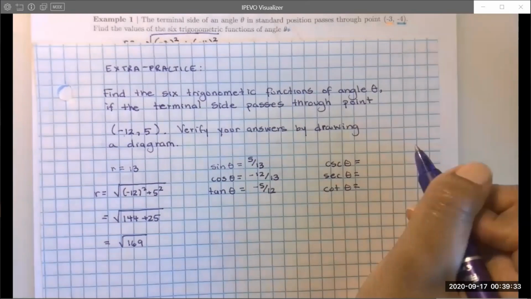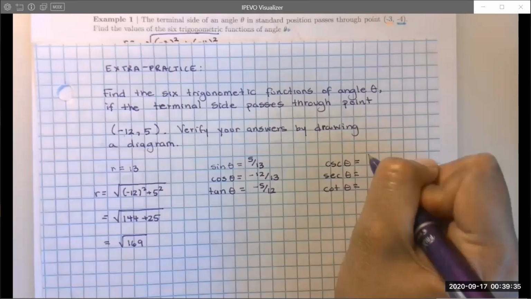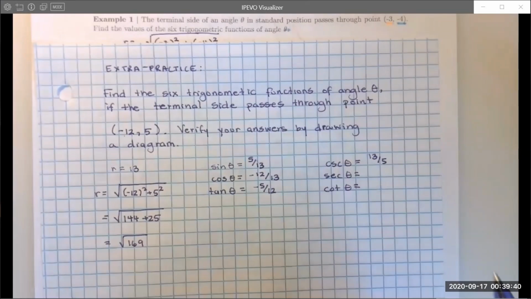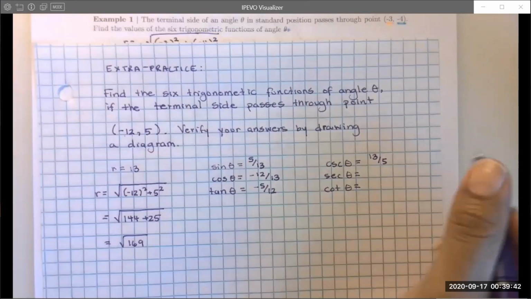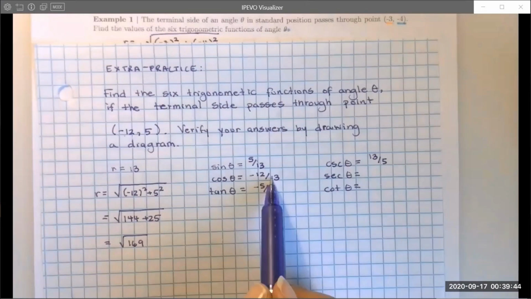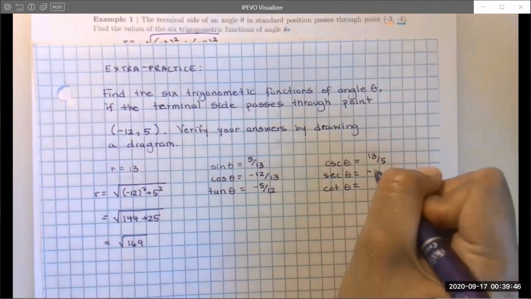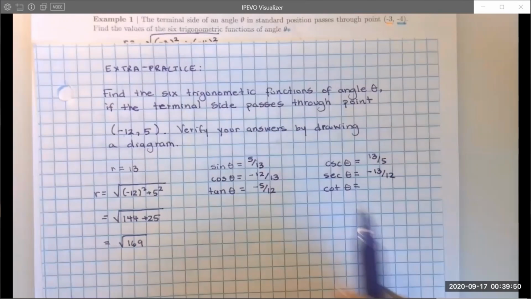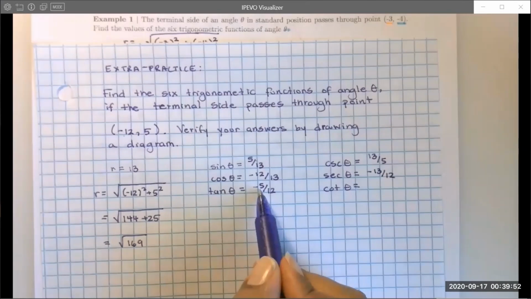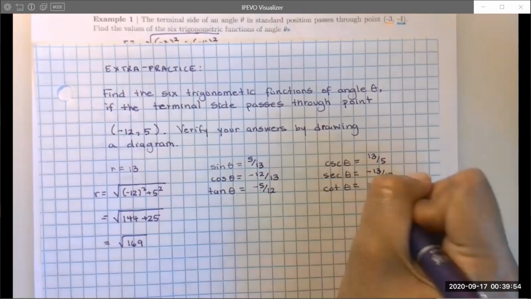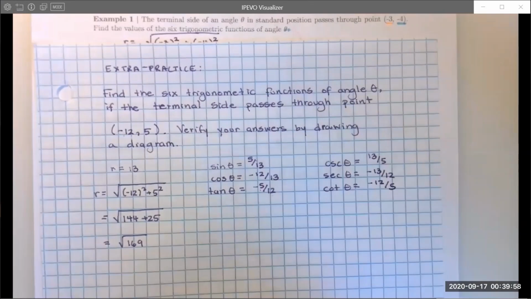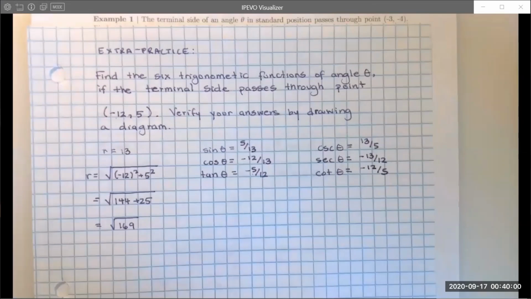13/5. Awesome, yep, we're flipping the 5/13, and that's how we get the 13/5. Then secant, we're going to flip the negative 12/13 to get negative 13/12. And then finally for cotangent, we flip the negative 5/12 to get negative 12/5. Okay. Do you guys agree with this? Have any questions on it?